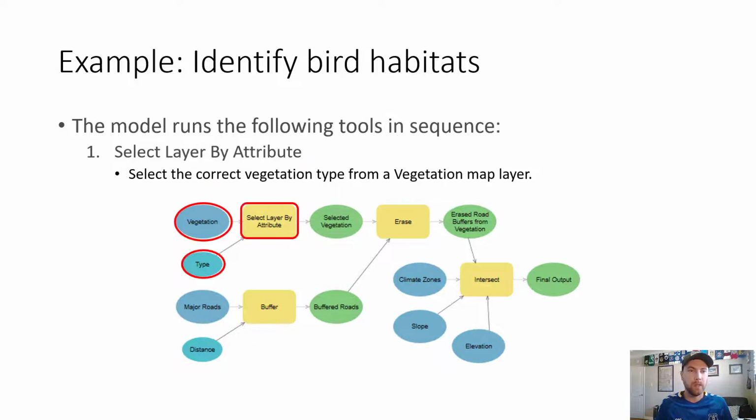So the first step is Select by Attribute. The model runs the following tools in sequence. First step, Select Layer by Attribute. What this does is select the correct vegetation type from a vegetation map layer. So our first oval on the upper left is vegetation type. Let's say it has 10 different vegetation types, and the type we're looking for is chaparral. So that's our type. We select by attribute. The attribute would be vegetation type is equal to chaparral. So the selection is made, and then that type of vegetation is output into a new layer, selected vegetation.